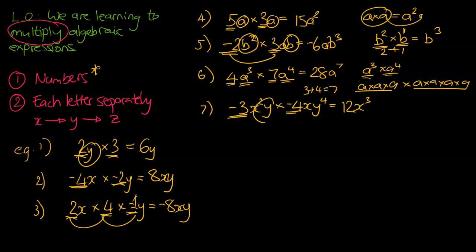We then do the y's. We've got 1 y here and 4 y's over here. That's 5 in total, y to the power of 5. And at this point, we're just going to stop. I just want us to notice something.